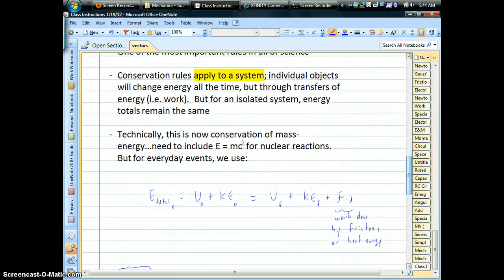So in terms of solving problems, this is the starting point if you're using energy. Your total initial energy is equal to your total final energy. And on the final side, don't forget, if we have friction, we have to account for the heat. That's the work that friction does. So that'll just be the friction force times the distance that the friction acts on the object.